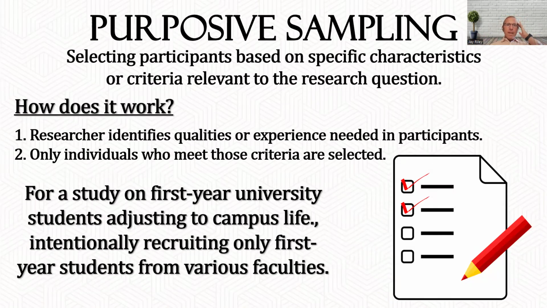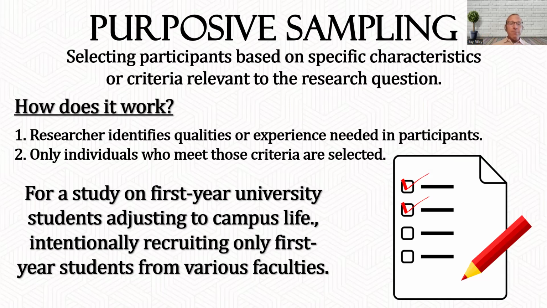Purposive sampling, okay? When we perform purposive sampling, we are selecting participants based on specific characteristics or criteria. This is different than exclusionary or inclusionary criteria for a study. So with this type of sampling, we are going to identify qualities and experience that are required in our participants, and only individuals who meet those criteria are selected. Now, I think it's easy to say, well, that sounds a lot like inclusion and exclusion criteria. So I've got an example here, and we'll talk about how it's different.